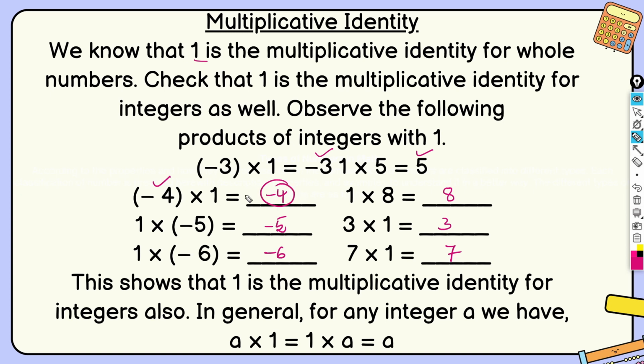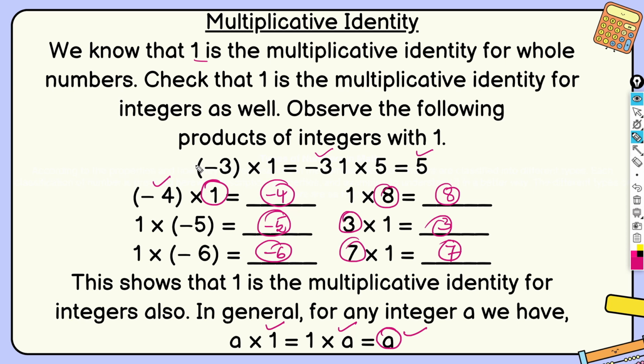So minus 4's identity is minus 4, 8's identity is 8, 3's identity is 3, 7's identity is 7, minus 5's identity is minus 5 and minus 6's identity is minus 6. These are all what we get when we multiply by 1. That is the reason 1 is called the multiplicative identity of an integer. That is, whenever we multiply an integer a with 1 or 1 with an integer a, we get the same identity of a, that is a. Thus, 1 is the multiplicative identity of an integer.